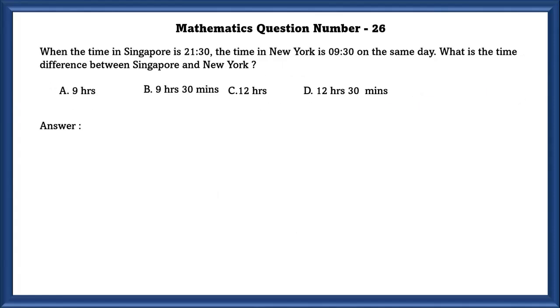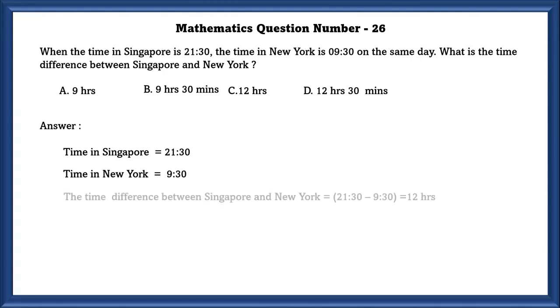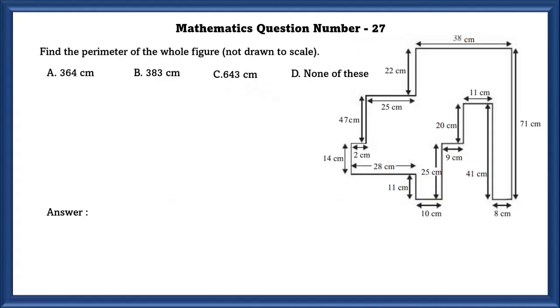Mathematics question number 26. When the time in Singapore is 21:30 and time in New York is 9:30 on the same day, what is the time difference between New York and Singapore? Time in Singapore is equal to 21:30 and time in New York is 9:30. The difference is 21:30 minus 9:30, which is equal to 12 hours. So the answer is C, 12 hours.